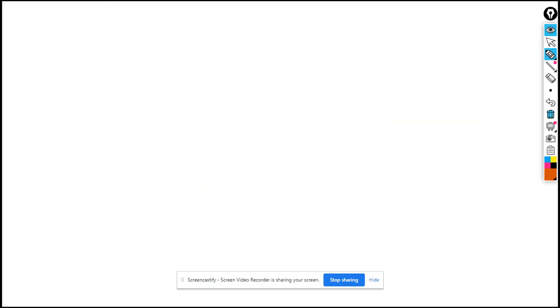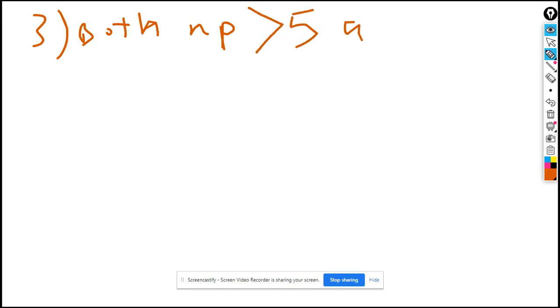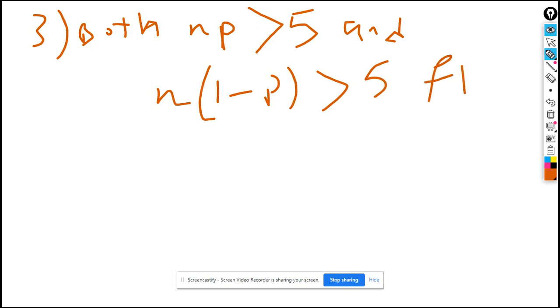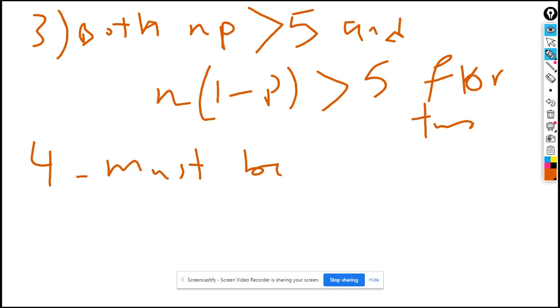Okay, number 3, for both of them, n, the number of the sample, multiplied by the probability should be more than 5, and the number of the sample multiplied by 1 minus probability should be more than 5 for both samples. Number 4, they must be independent. Otherwise, you can't use the formula.